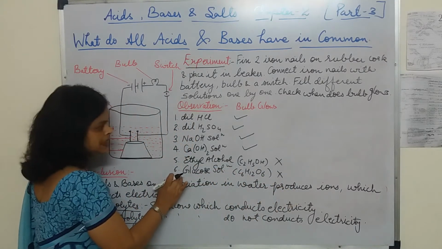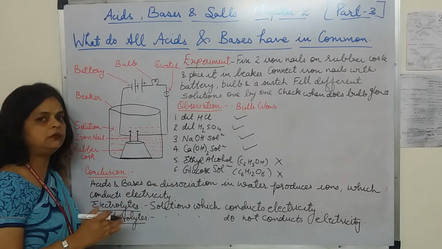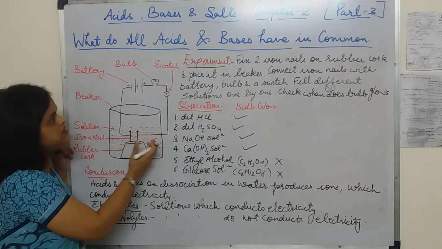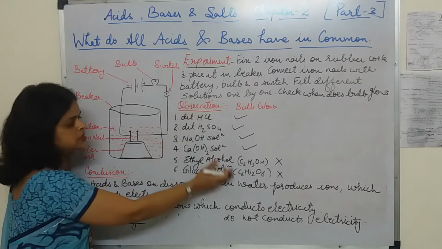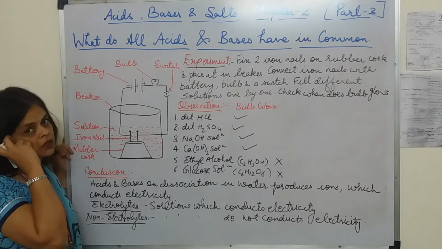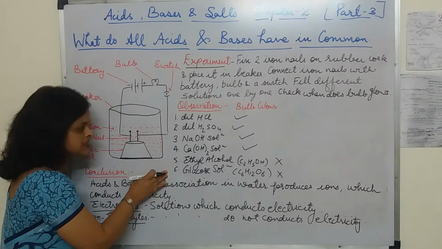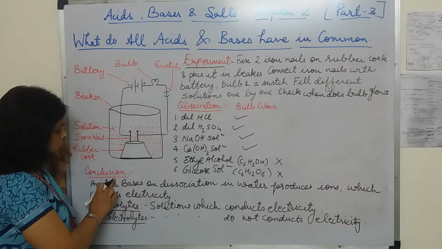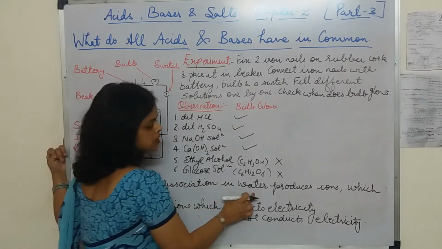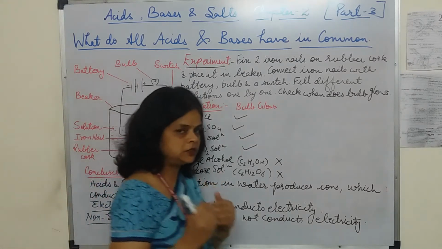So first thing, it is clear that it is not necessary that if they have hydrogen atoms, they conduct, they pass electricity. We cannot say that merely the presence of hydrogen atoms can be considered a property to be called an acid. So with this, what we conclude is: acids and bases on dissociation in water produce ions.